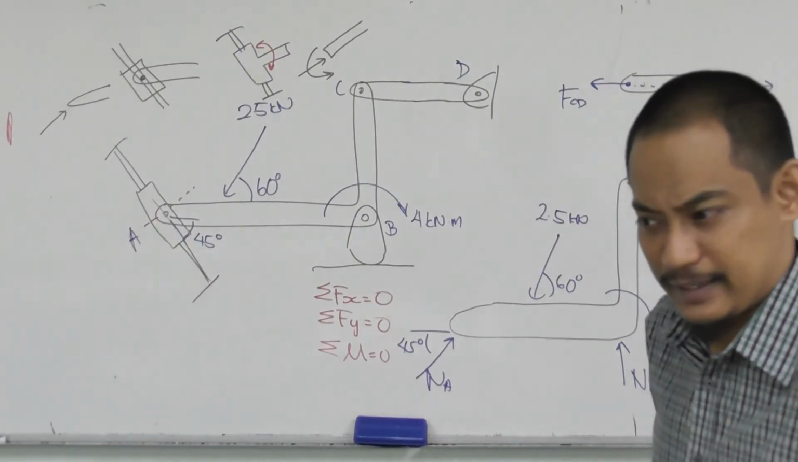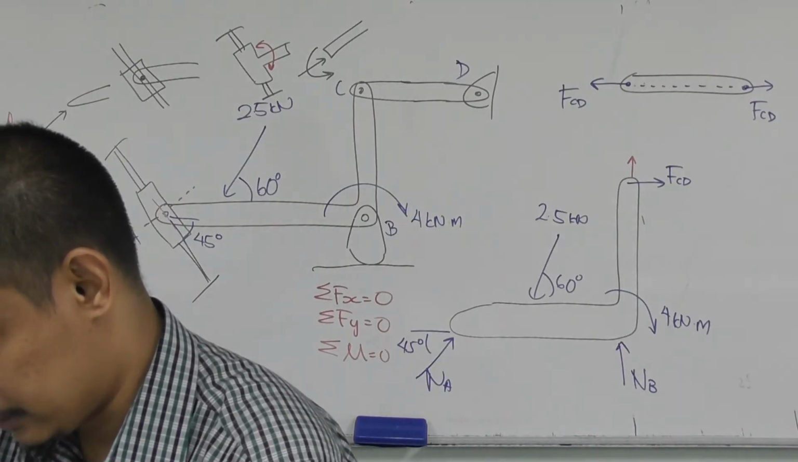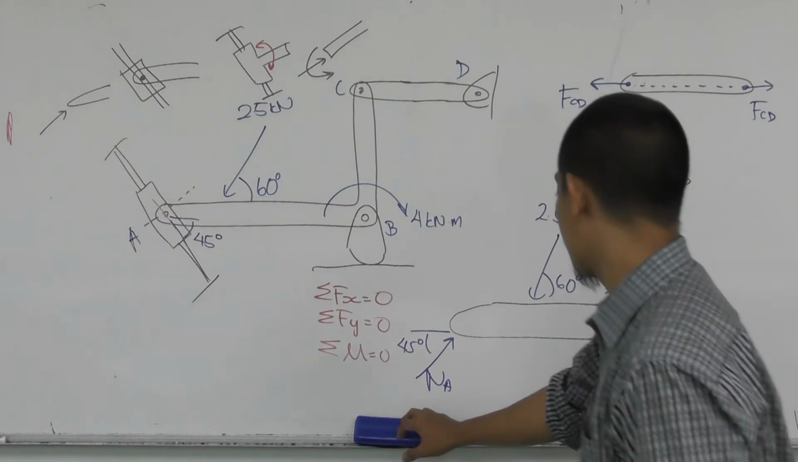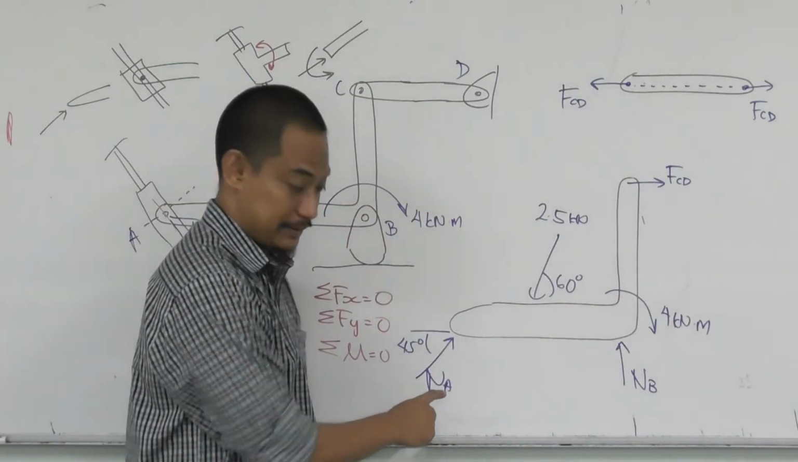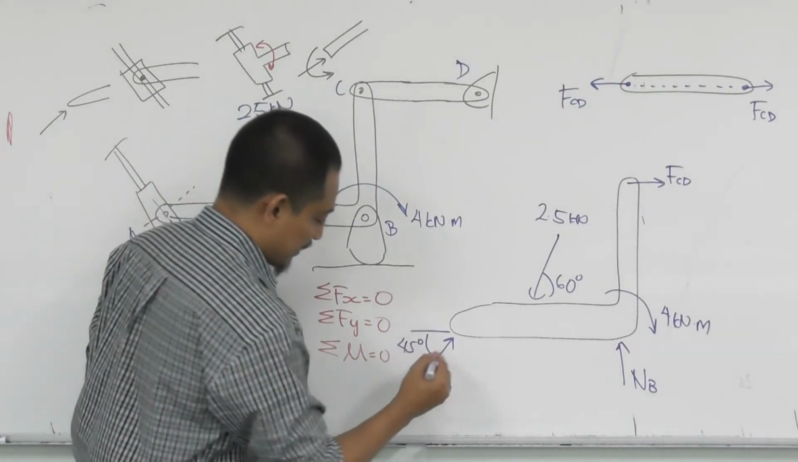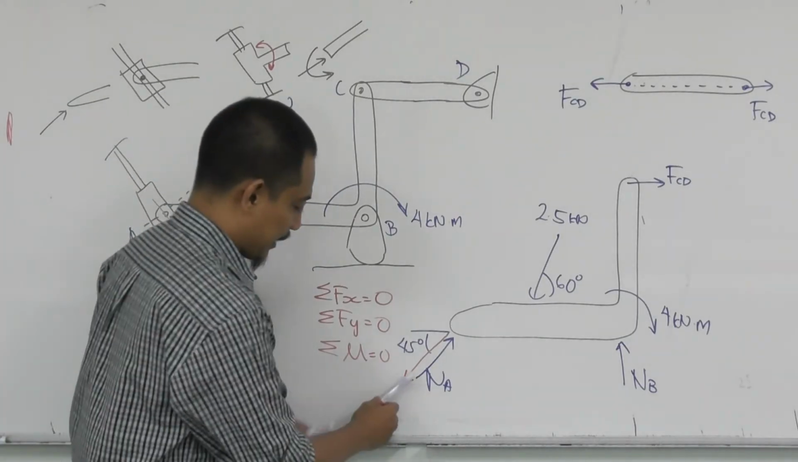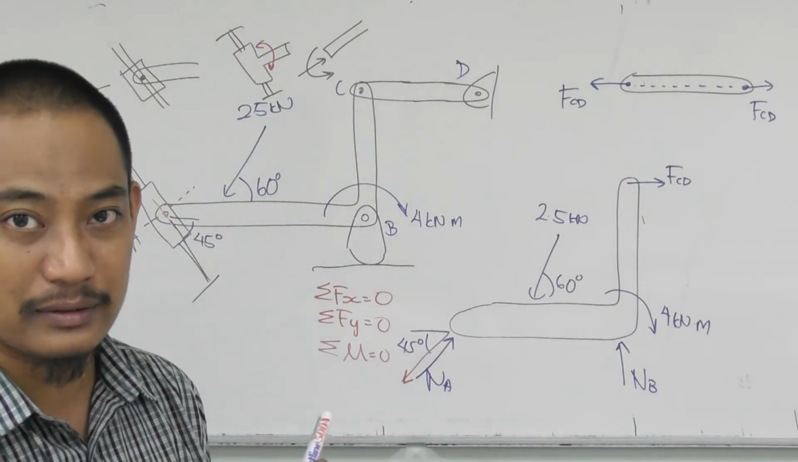Alright, so hopefully you understand what we have discussed. And just a reminder before I forget. This direction here, NA, this is a question for you, right? Can I draw it in the opposite way? Because right now I draw NA in that direction, right? Can I draw it in the red direction there, going down?